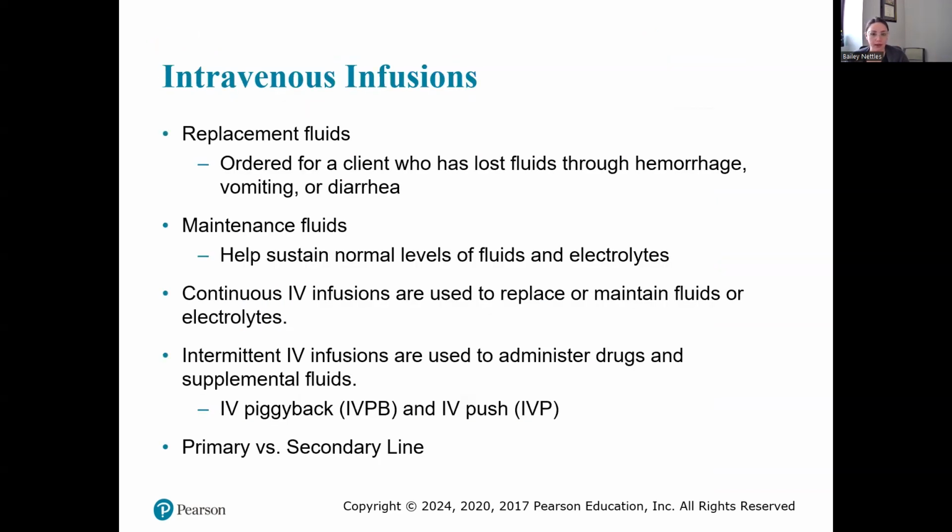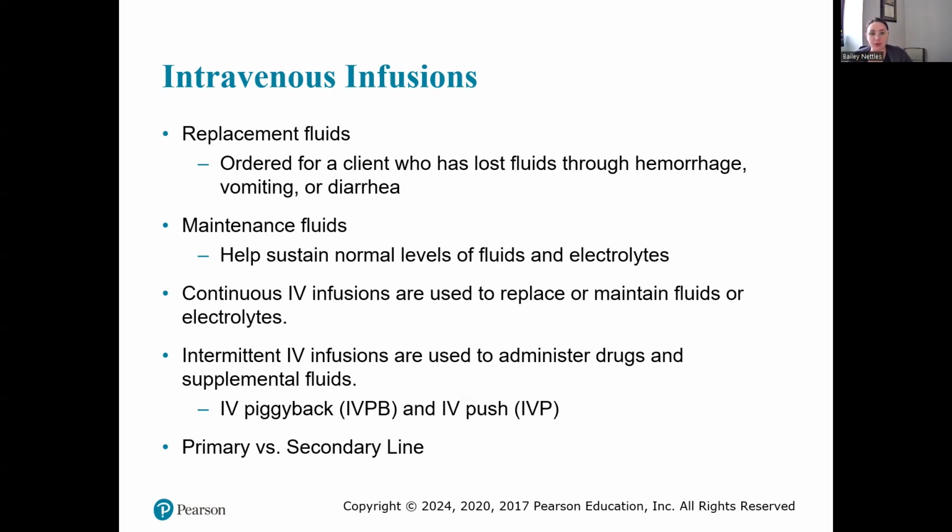So, IV infusions. So there's different types of infusions, okay? There's replacement fluids, there's maintenance fluids, continuous fluids, intermittent fluids, okay? Replacement fluids, I threw up 500 mils of gastric fluid, so you give me 500 milliliters back, okay? I had surgery and I hemorrhaged or I bled a bunch, you know exactly how much I lost, so you give it back, okay? That's replacement.